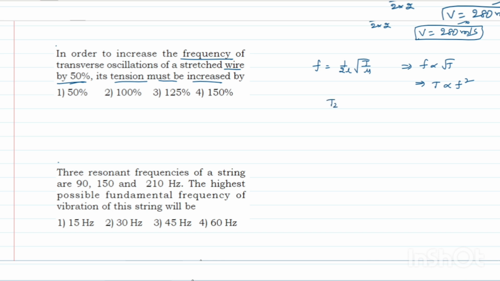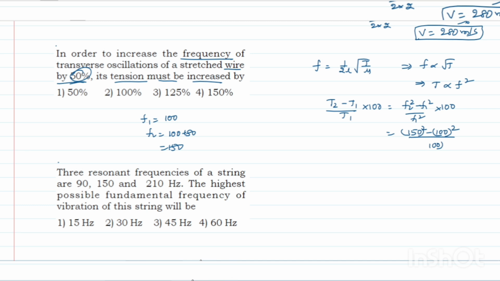Then the increase in the tension is nothing but (T2 minus T1) by T1 into 100, which is nothing but (F2 square minus F1 square) by F1 square into 100. And here you are increasing 50%, which means if F1 is 100, F2 will be 100 plus 50, which is 150. So this is 150 whole square minus 100 whole square, by F1 square, which is 100 square, into 100.